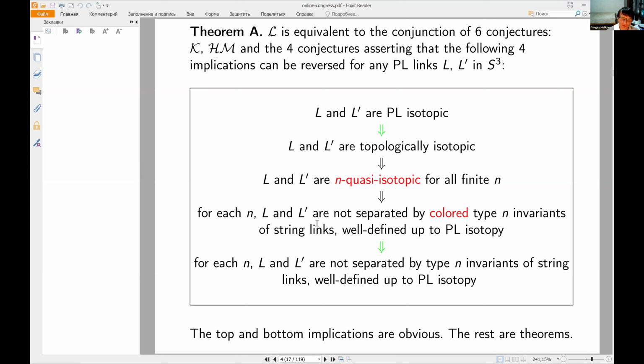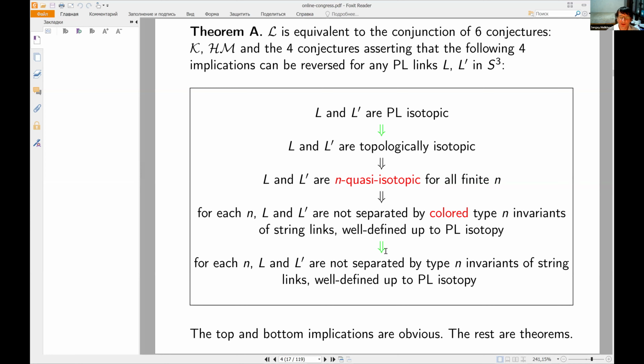this implies that for each n, L and L prime are not separated by colored type n invariants of string links well defined up to PL isotopy. So here I have to say what is colored type n invariance, and I also have to say that here we are speaking about closed links not being separated by invariants of string links. This is in the sense of the definition from the previous page.